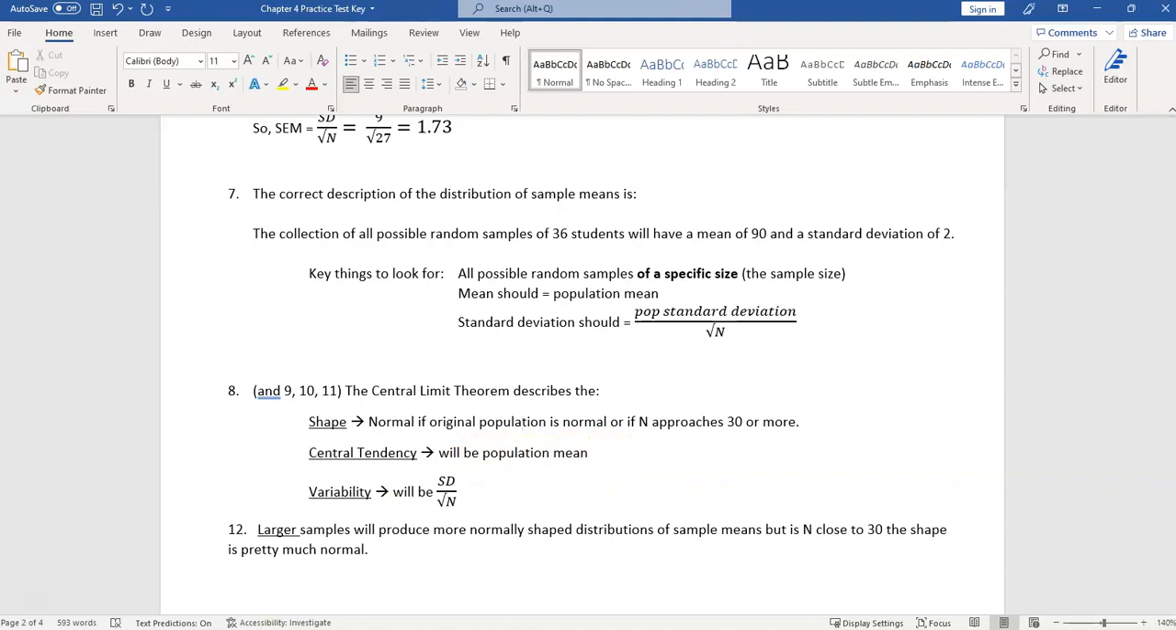And then number 10 is asking you to identify the standard deviation of the distribution of sample means and select all that apply. So the standard deviation of the distribution of sample means is talking about the variability. Again, this would be the population standard deviation divided by the square root of n. The other thing it would be is the standard error of the mean, because that's basically what this is in words.